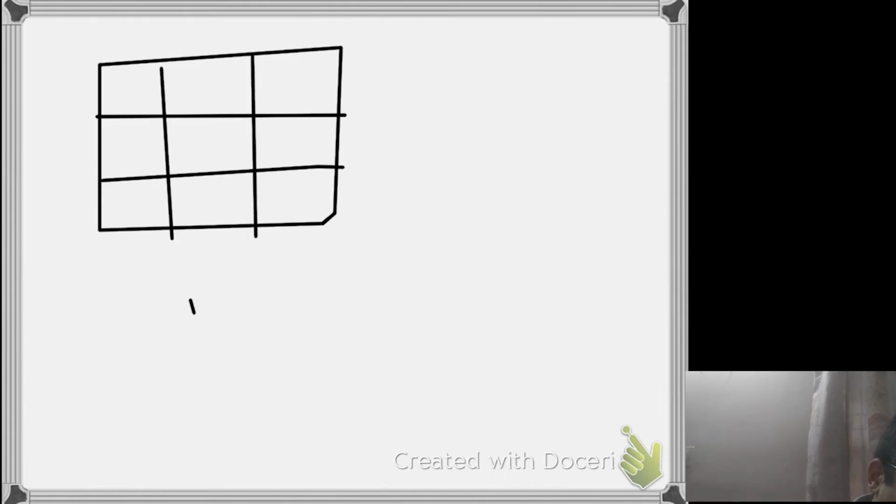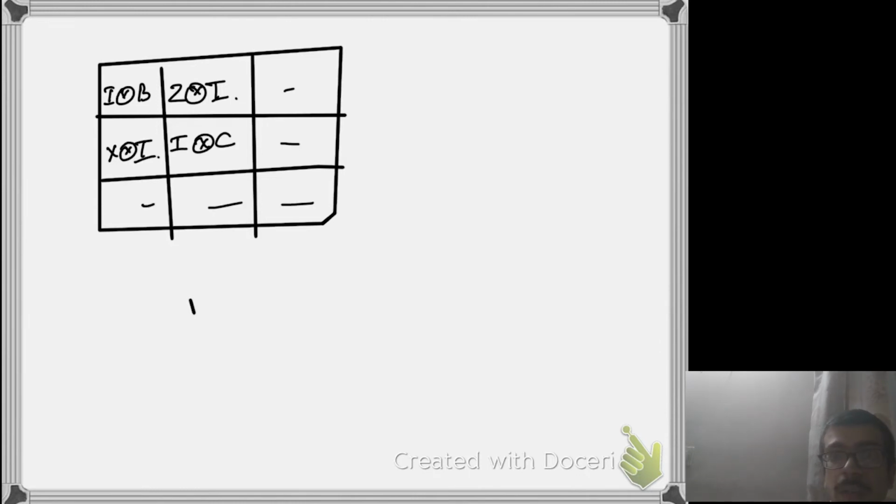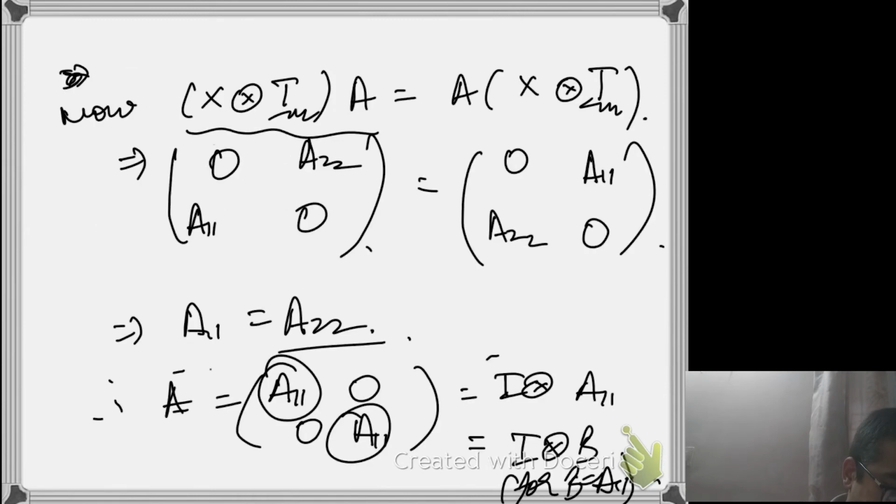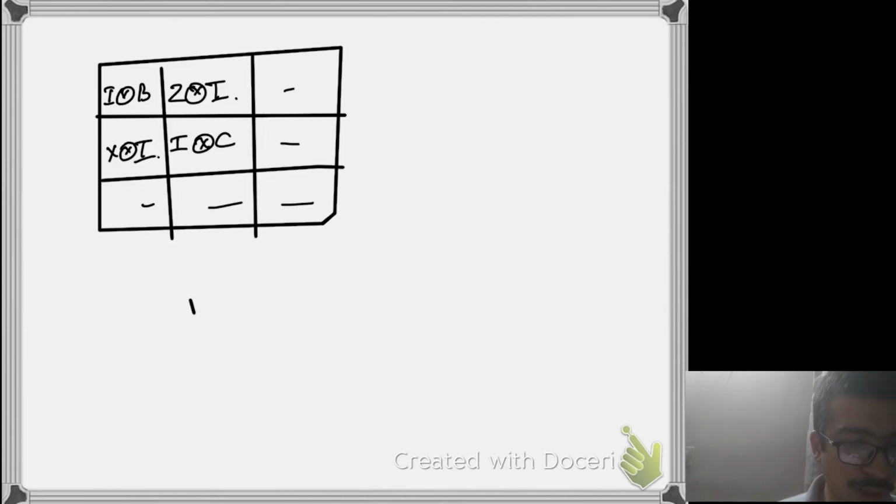So we have that this is now Z tensor I, this is X tensor I, this is I tensor B, this is I tensor C. So B and C are what I am taking from the previous lemma. In the previous lemma I showed that if any observable commutes with both Z tensor IM and X tensor IM, then it has to be of the form I tensor B. So for this one I am writing I tensor B, and for this one I need to choose a different variable, so I am calling it C.